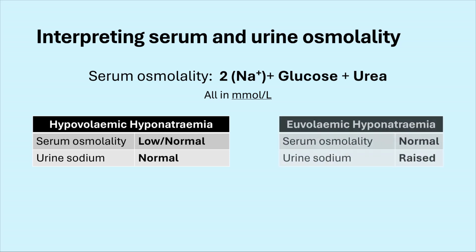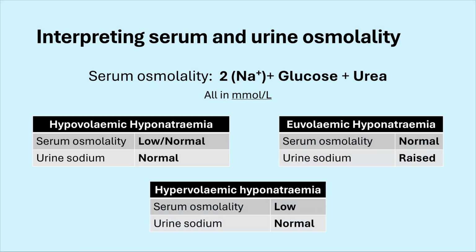Now, people with euvolaemic hyponatremia have a normal serum osmolality. However, the urine sodium will often be raised because the ADH conserves the water, and so there is less urine produced, and hence the urinary sodium increases. Now, in people with hypervolaemic hyponatremia, the serum osmolality is often low because they are fluid overloaded. There's too much fluid in their body, and the urine sodium is often normal.